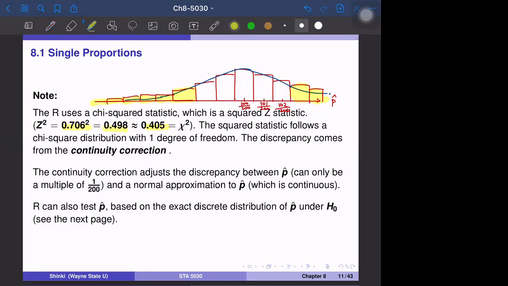But we do a normal approximation, so the actual probability we calculated is from here to here, and along this curve itself. So this yellow area and orange area are different. On the left-hand side, it's the same. So we need some continuity correction, especially since this part is different, so that we have to correct it. And R did the continuity correction. So actually, the R calculation of z squared of 0.405 is more accurate.